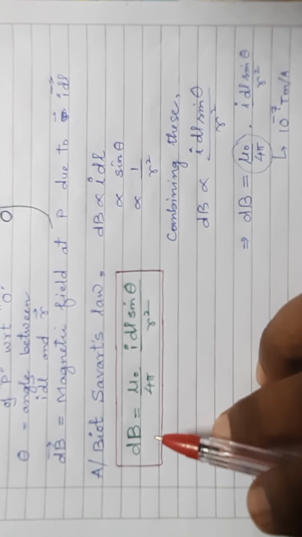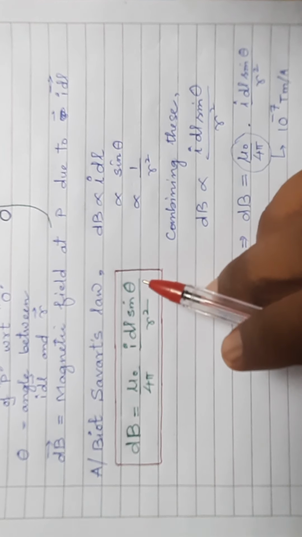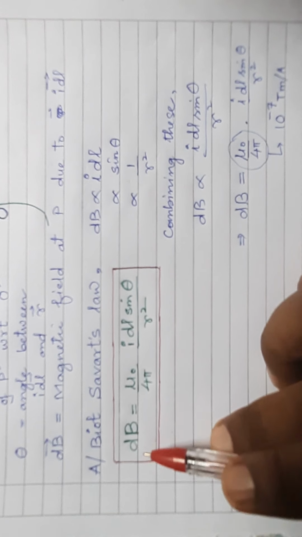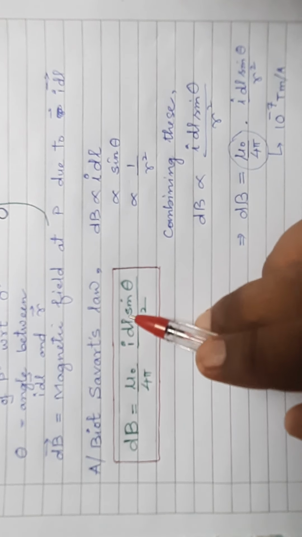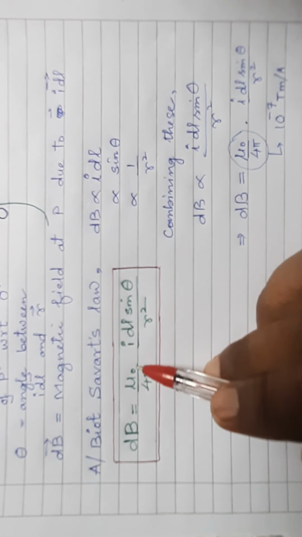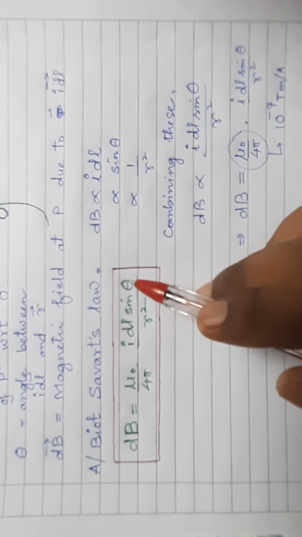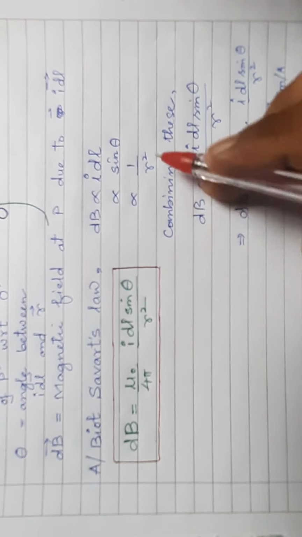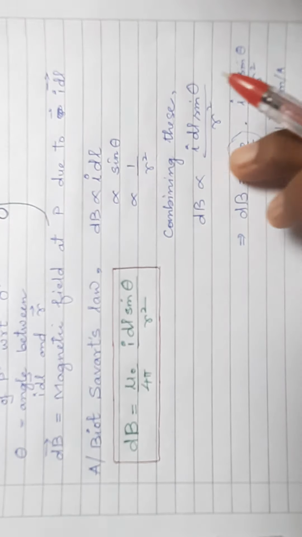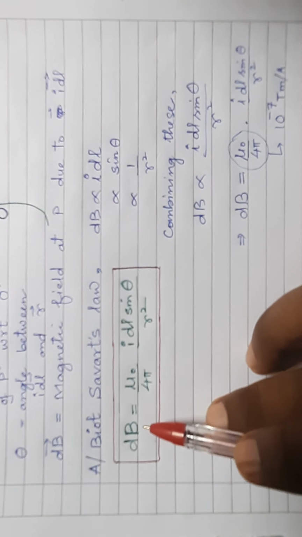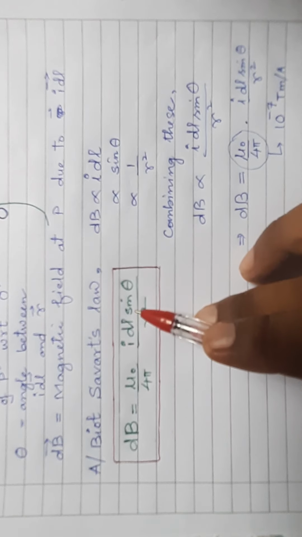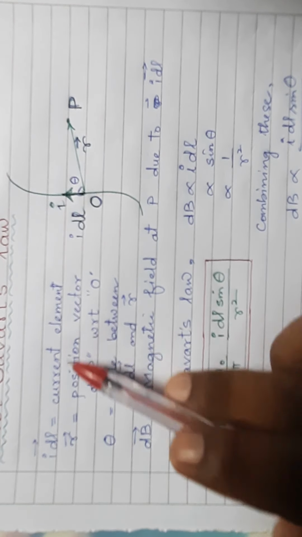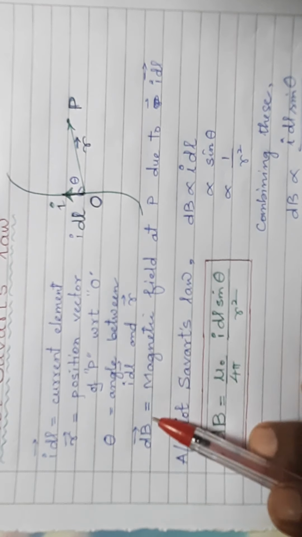So when you are asked to write Biot-Savart's law in the exam, you will write this one: dB equals mu naught by 4 pi I dl sin theta by r square, where you have to mention what I, dl, theta and r are. Only this 1 mark you will get. You need not write all these things. You just write according to Biot-Savart's law this, and mention where I dl is the current element, r is this, theta is this, dB is this.